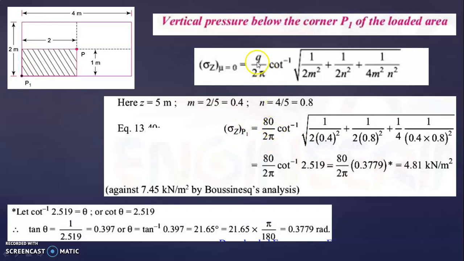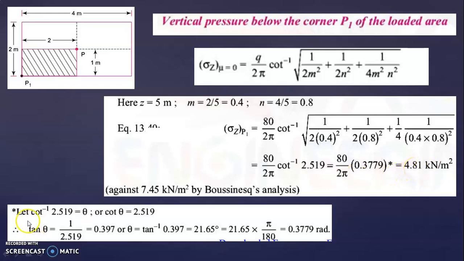here we are calculating. Q is equal to 80 divided by 2 pi into cot inverse of square root of 1 divided by 2 into m square is 0.4 square plus 1 divided by 2 into n square is 0.8 square plus 1 divided by 4 into m square n square. Simplify this. Again here cot inverse, you can use what I said earlier, tan inverse of 2.519, then again you have to take the inverse of that value, so you will get 0.3779, then multiplied by 80 divided by 2 pi, so we get 4.81.